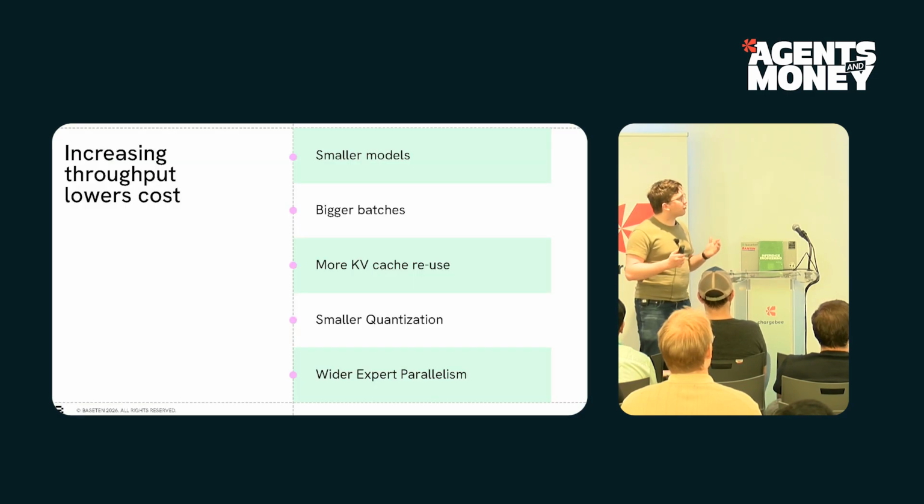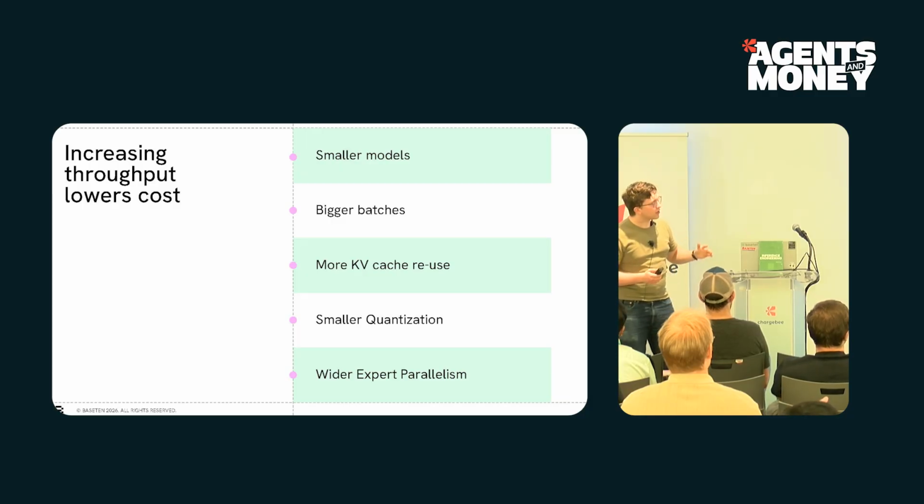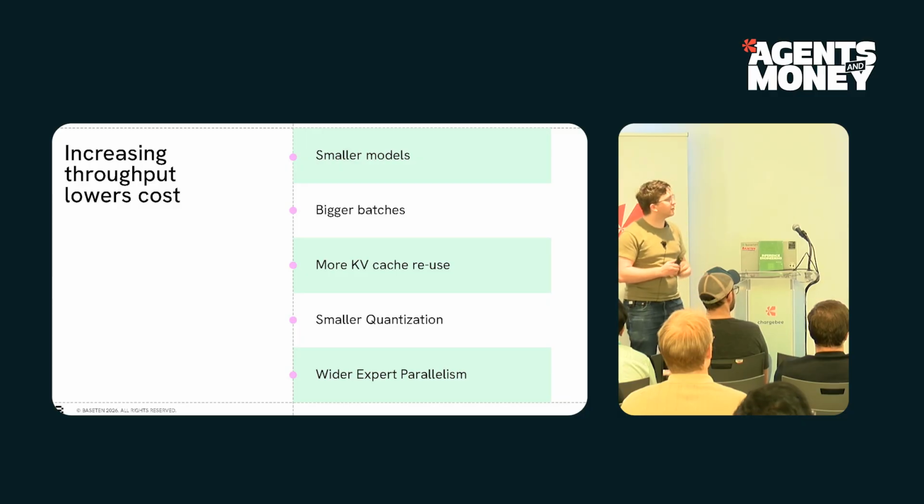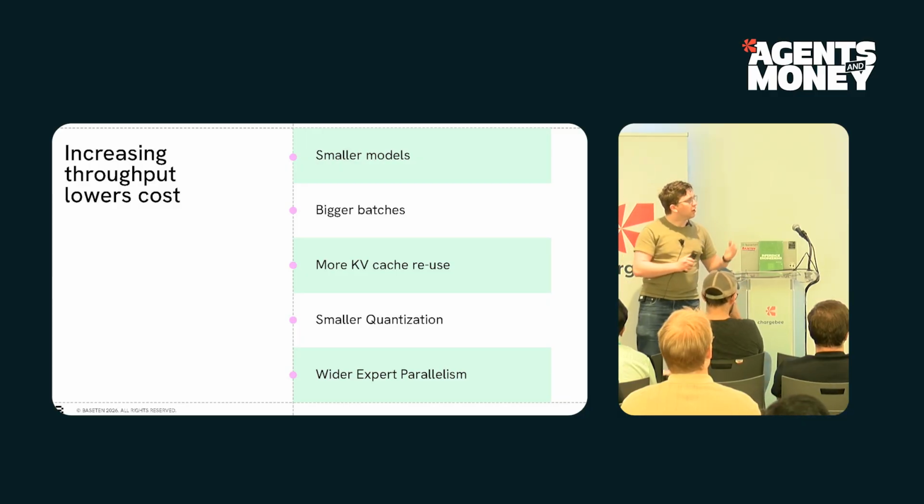So increasing throughput lowers costs. How do you increase throughput? Well, number one, you can just use smaller models. That's big. You can set a bigger batch size. You can do more KV cache reuse. I know we were just talking about that for the last half an hour, is how to ensure that you're doing cache hits instead of cache misses. You can quantize your model smaller, like really small in some cases. And then you can also do wider expert parallelism in some cases. So let's talk about these levers that we have.